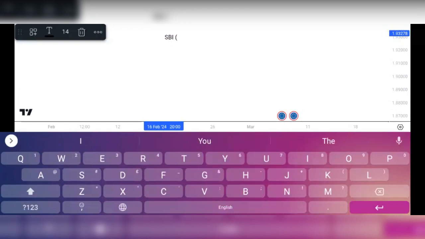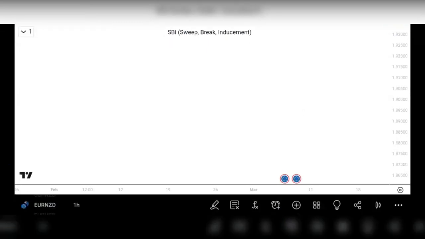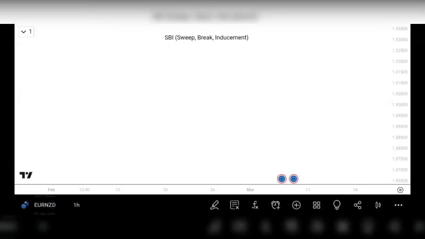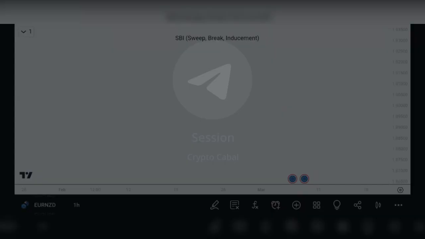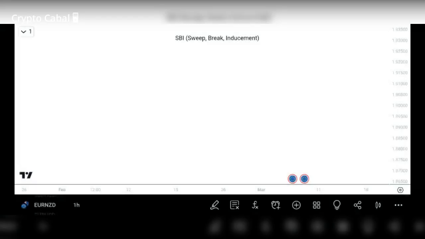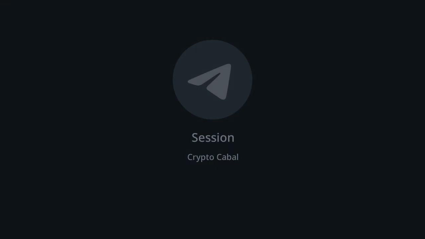Yeah, the sweep, break, and inducement. So the SBI entails what? The sweep, break, and inducement. That is the full meaning of the SBI. So when we are talking about the SBI, you've been thinking, okay, what is this sweep, break, and inducement? Are you familiar with it? It's something that most of you might be familiar with. You might have seen it in many places, but you don't know that it's called the SBI.